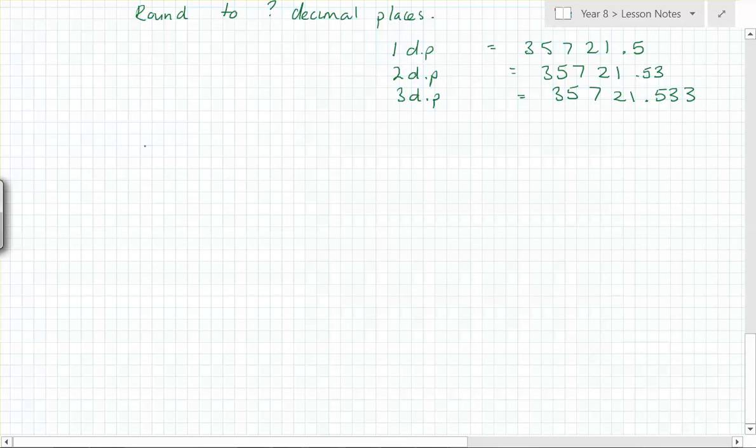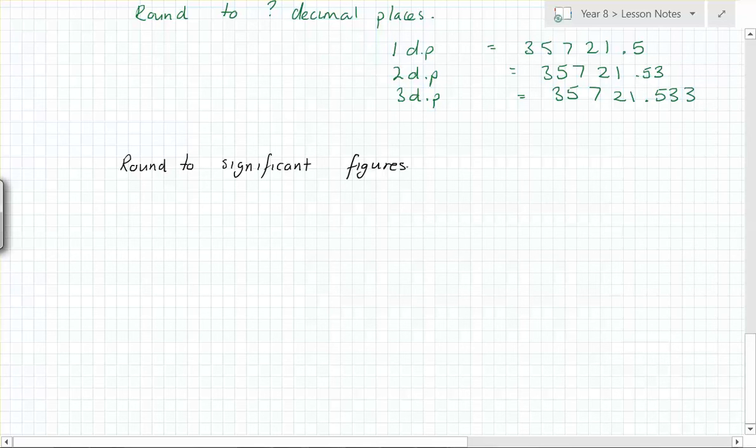The next one then, so if it's not to the nearest 10 or 1,000, or to a decimal place, it is to significant figures. Okay. Now, who's not heard of significant figures before? Okay, so this is the important one, isn't it? Significant figures.